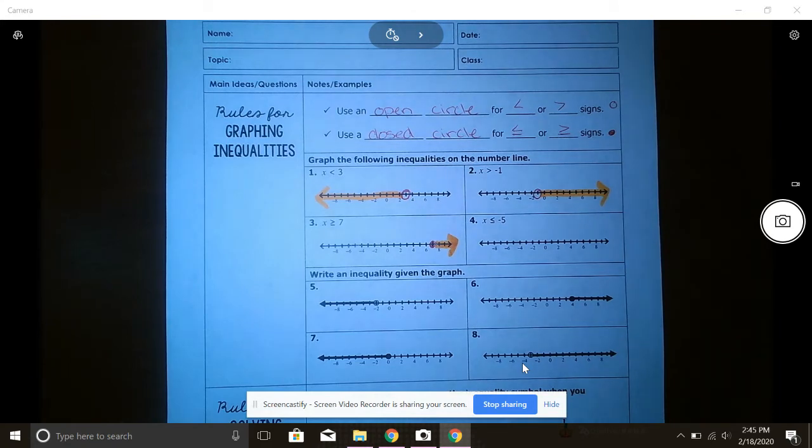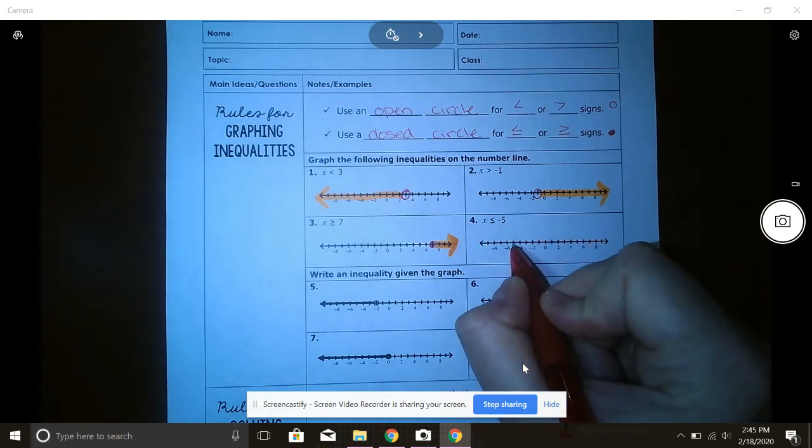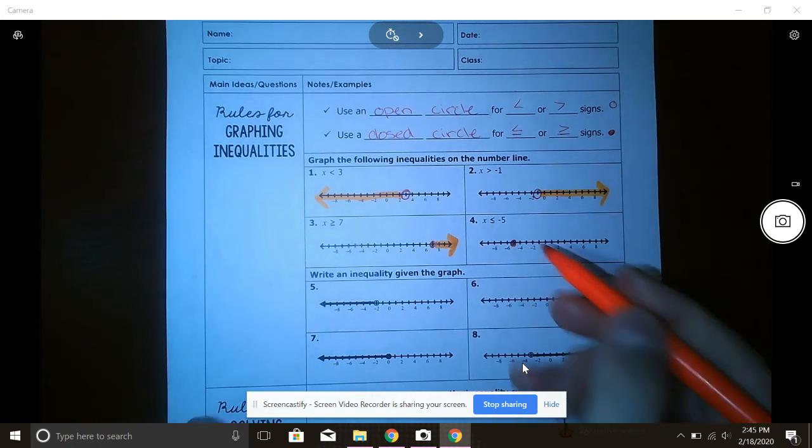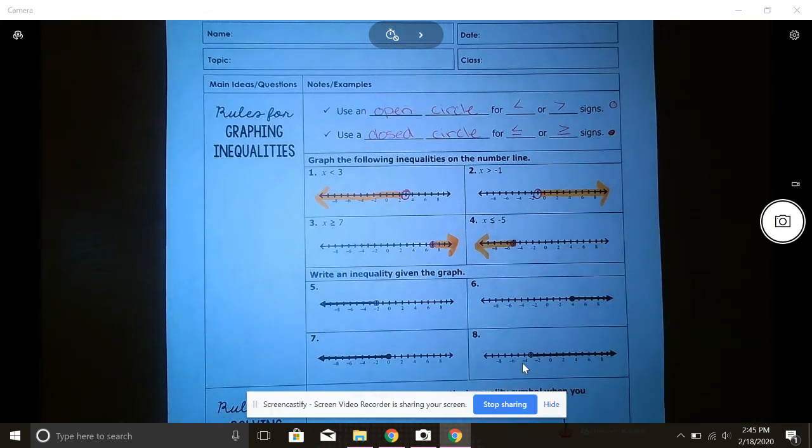And finally, number 4 says our answers are smaller than -5 and equal to -5. So I find -5 on the number line, put a closed dot to signal the equality, or equal to, and shade to the left to show that our answers are less than -5.